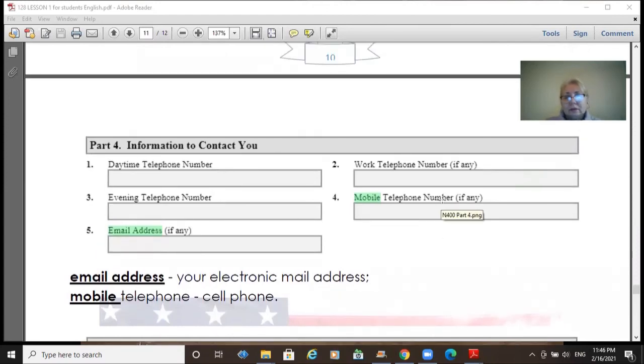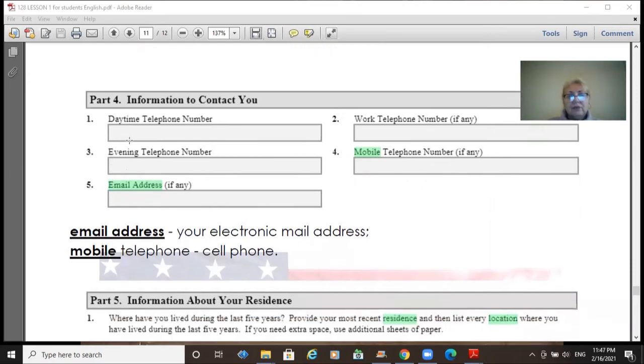Now, the less information you put in the form, the less info you will need to remember for your interview. So if in this section you provide just one phone number, that's the one you will need to remember, right? Your cell phone number can be your daytime phone number, your evening phone number. So the less information you disclose on this form, the less info it is for you to remember for the interview. So make your life easier, okay?